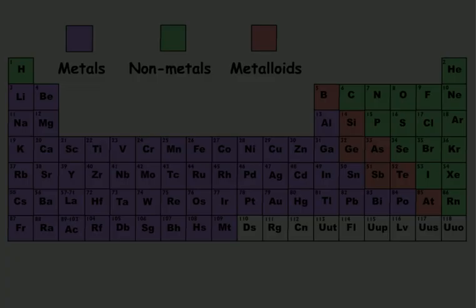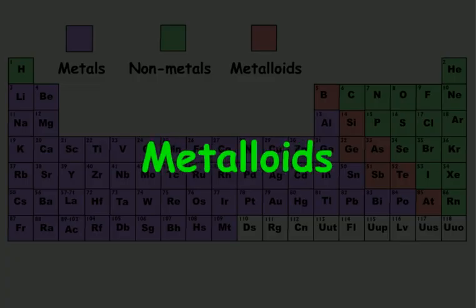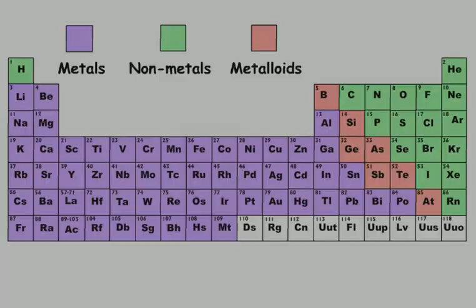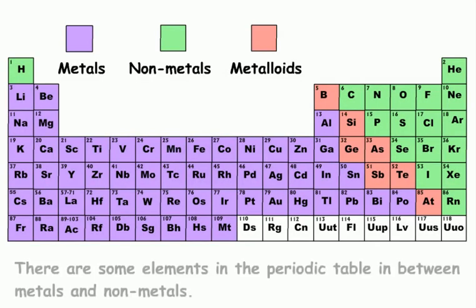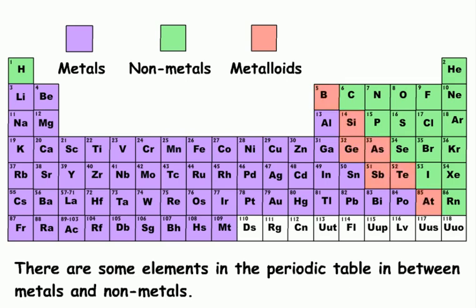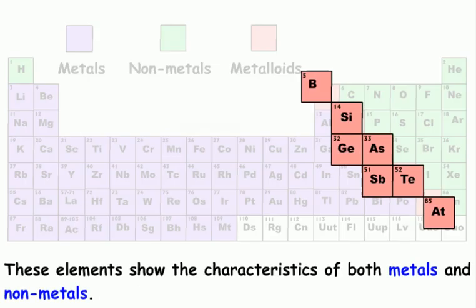Metalloids. Now let us look at the periodic table one more time. There are some elements in the periodic table in between metals and non-metals. These elements show the characteristics of both metals and non-metals. The elements are called metalloids.